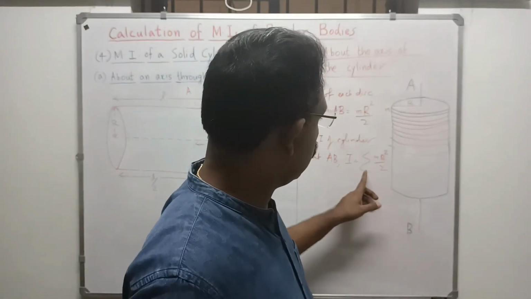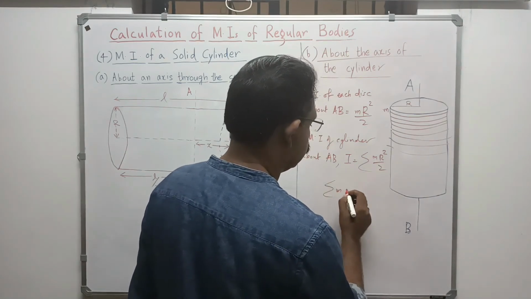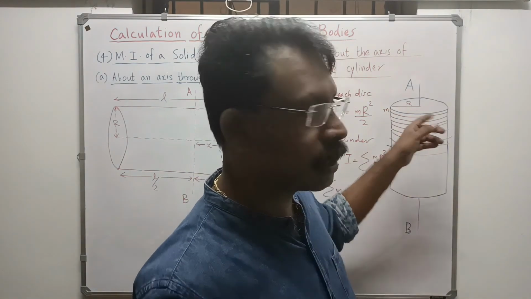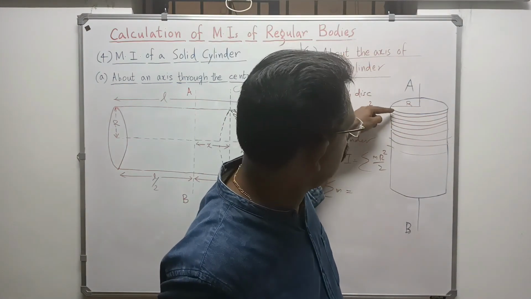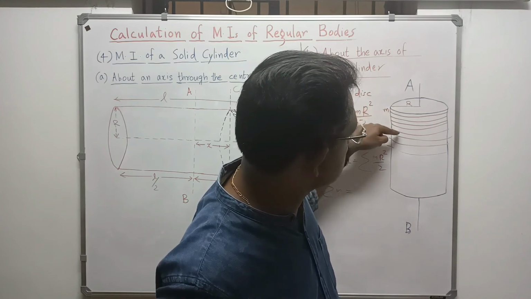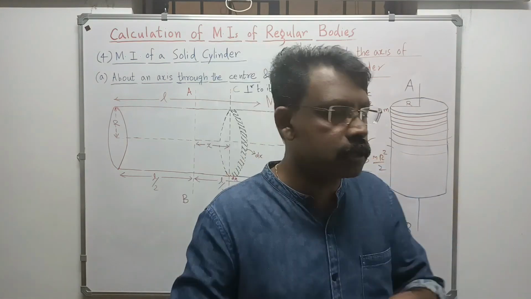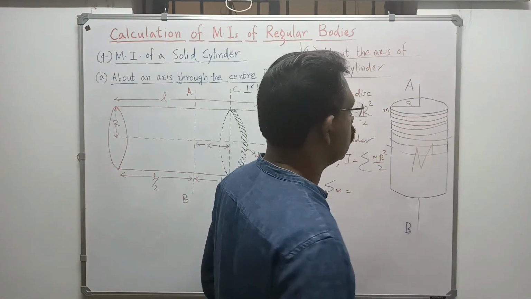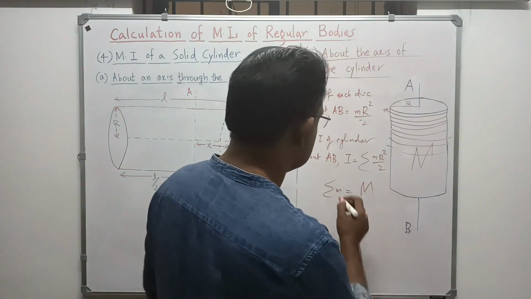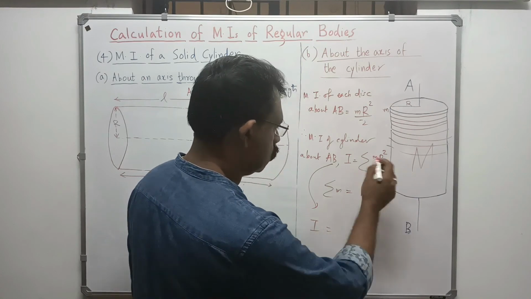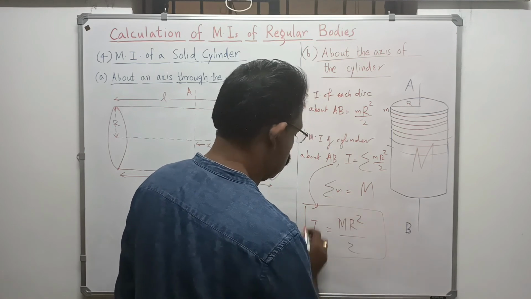So adding all these, what is sigma m? m means the mass of a single disc alone. Sigma m means you are adding this mass plus this mass plus this mass, all of them together. Adding the masses of all the small discs, you will get the total mass of the cylinder. Okay, then sigma m can be written as M. Therefore I can be written as I is equal to MR squared by 2. So this is what we are getting.